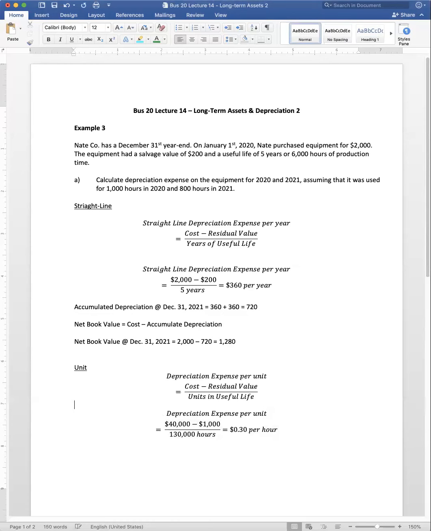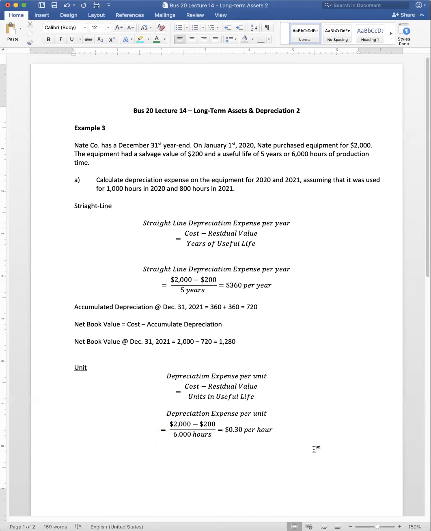then we know that, for some reason I've got this wrong number in here. We've got 2,000, let me fix it right now. We've got $2,000, we've got $200, and we know that it's going to have a useful life of 6,000 hours. So even if I copy the wrong thing, we can still put in the correct amount. Okay, so knowing that, we know that the depreciation expense is going to be 30 cents an hour. That part, fortunately, is correct.